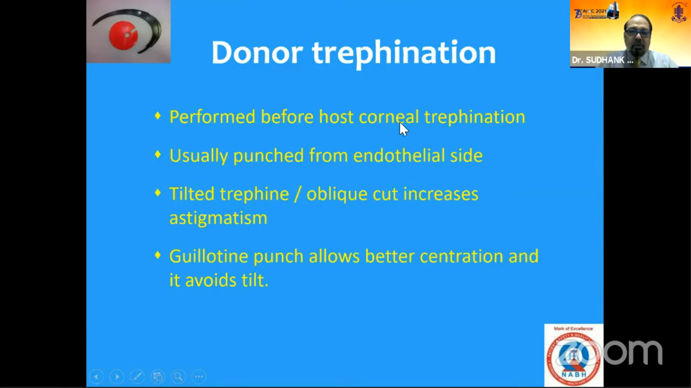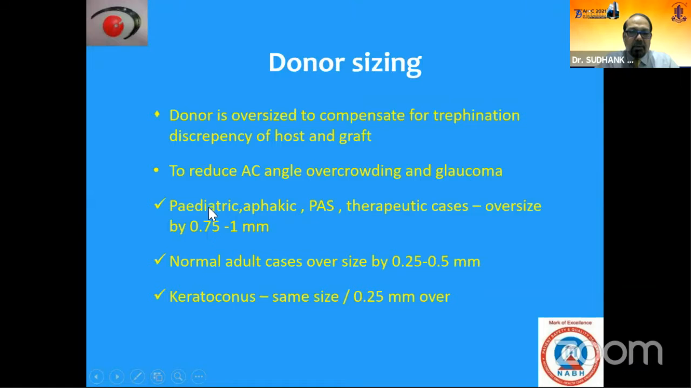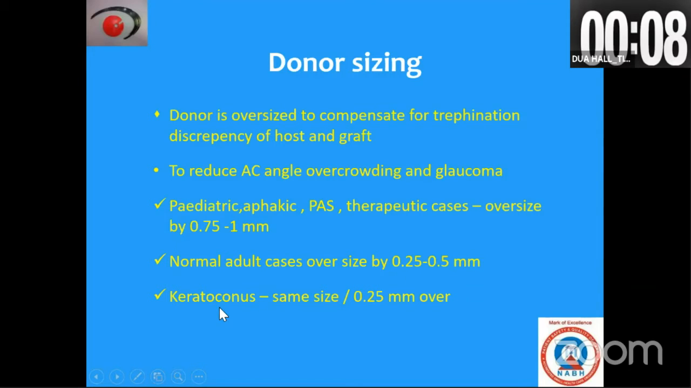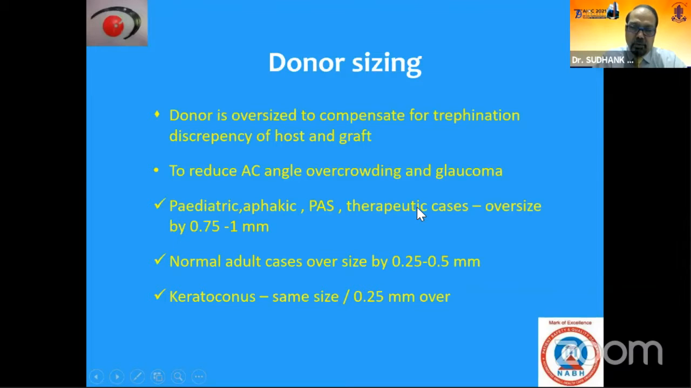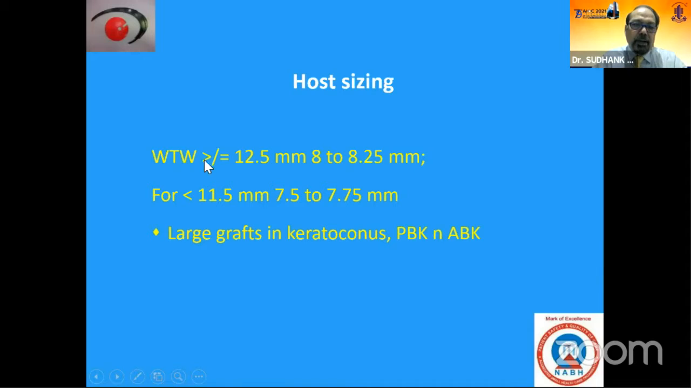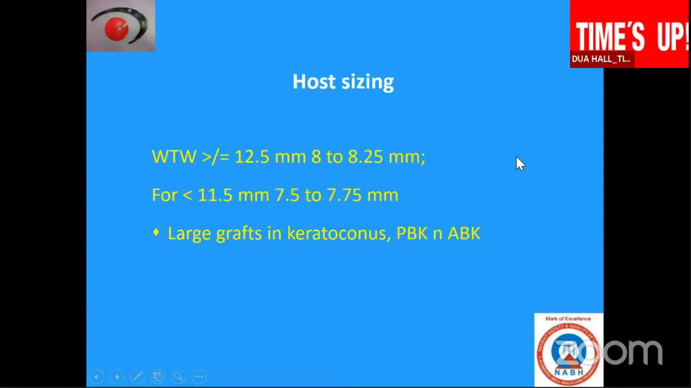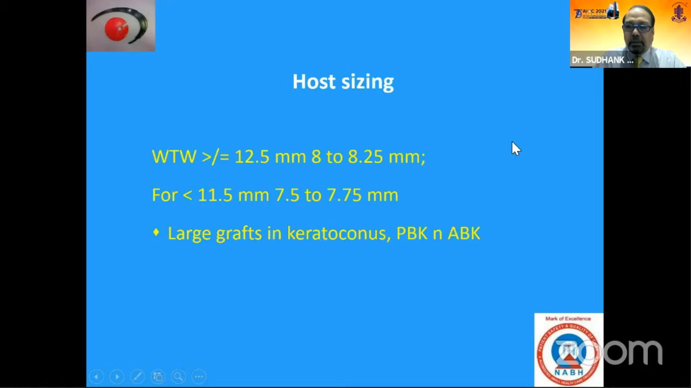Donor trephination is always done before host corneal trephination, because once we have a donor which is fantastic, then we can go forward. If the tissue is not good, or the tissue which is cut is not excellent, then we may not continue. Donor sizing: in pediatric cases, anterior synechiae and therapeutic cases, oversized by about 1 millimeter. Normal adult cases oversized by about 0.5 millimeter, and keratoconus same size or 0.25, because the closure is very easy and very good. Host sizing for white to white up to 12.5 or so, 8 to 8.5 millimeter, or for about 11.5 or less, 7.5 to 7.75 millimeter, and larger graft in keratoconus and bullous keratopathies.